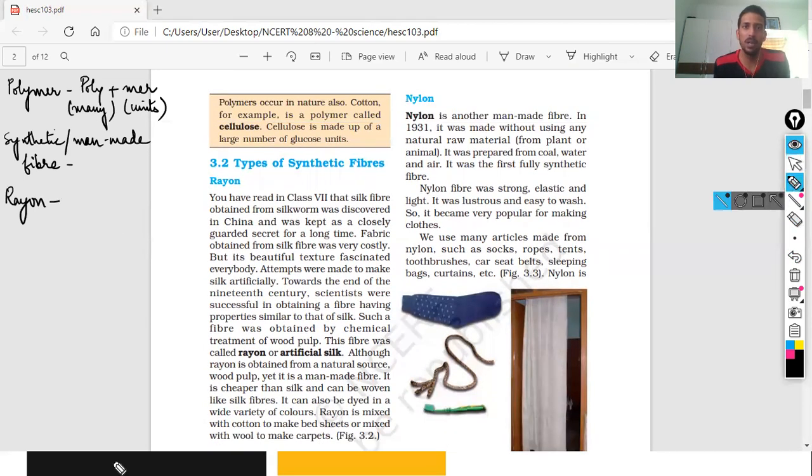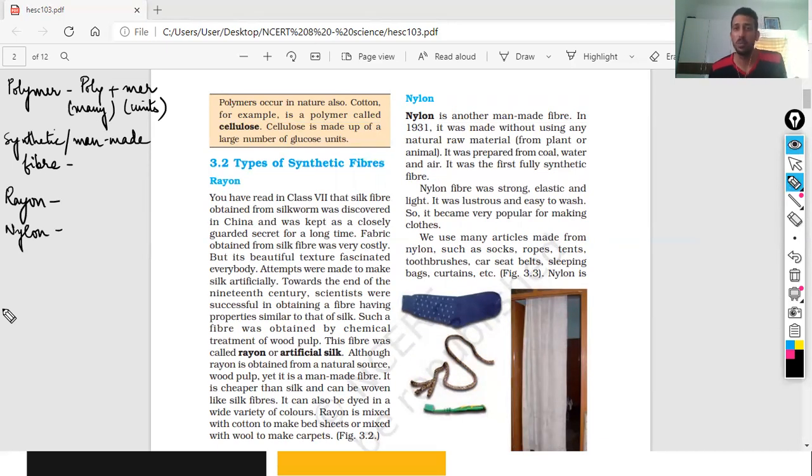Then the next one after rayon we have is nylon. The names sound a bit close to each other, but I don't think they should be very difficult for us to remember. Nylon, for the first time, was made out of coal, water, and air. I'm not sure if you can believe this, but this is how nylon was made. And we use a lot of nylon materials in our day-to-day life. For example, the socks which you wear, or the car seat belt that you put on, the toothbrushes that we have. The parachute material is also made of nylon.